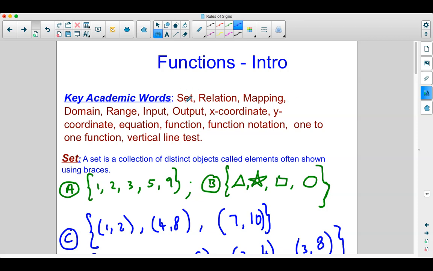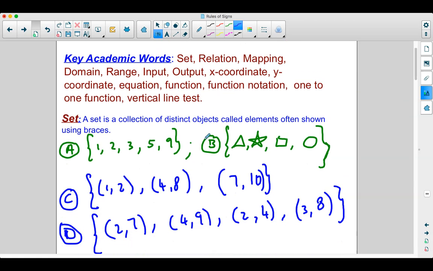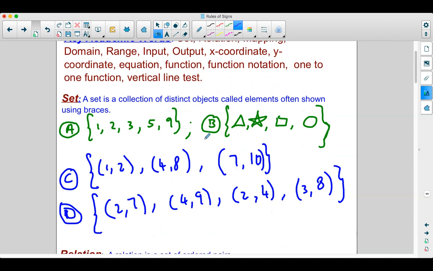Okay, those words include set, relations, mapping, domain, range, input, output, x coordinate, y coordinate, equation, function, function notation, one-to-one function, and vertical line test. Okay, so there are more, but this will get you started. So, what is a set?